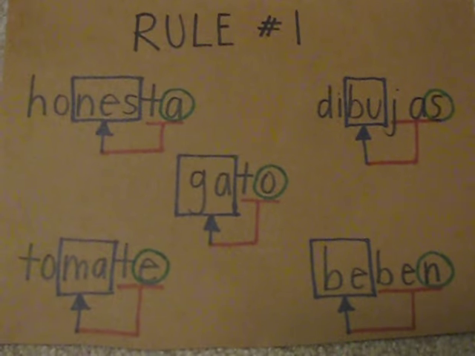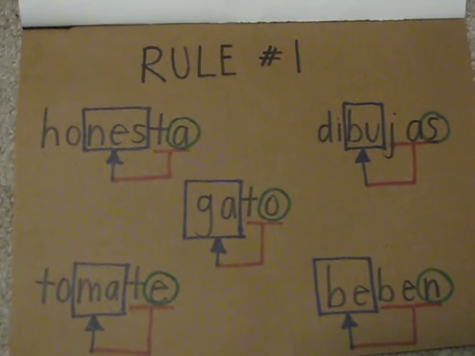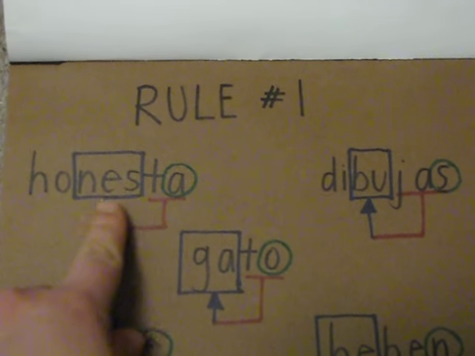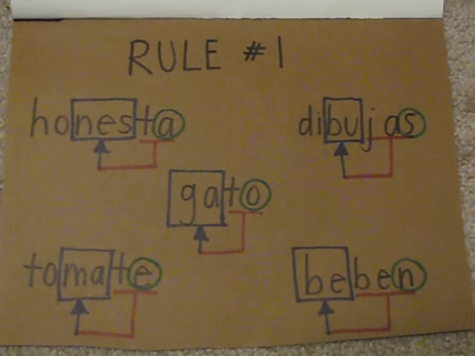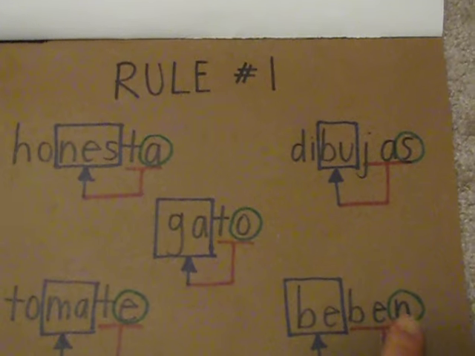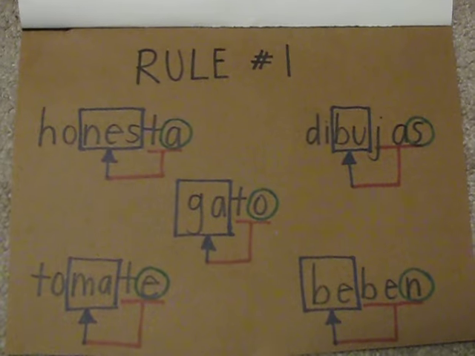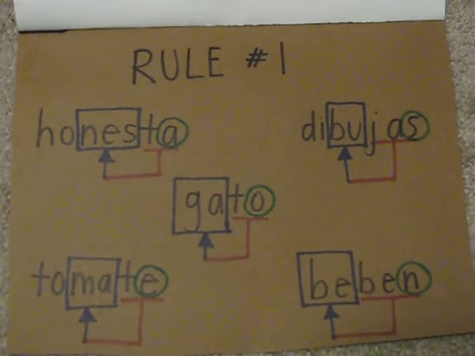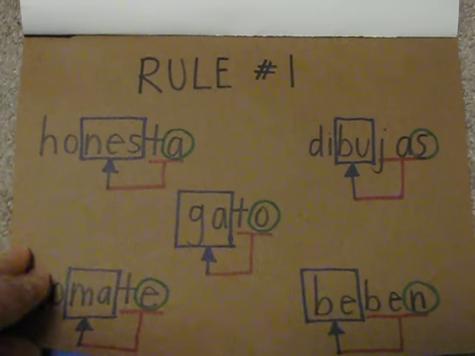Rule number 1. Look at these words. They are all pronounced with the accent on the second to last syllable. Simply count back from the end. 1, 2. And that's where you'll put the stress on the word. This rule applies to any word that ends in a vowel, an N, or an S. Therefore, these words are pronounced honesta, gato, tomate, dibujas, and beben. Let's move on to the next rule.